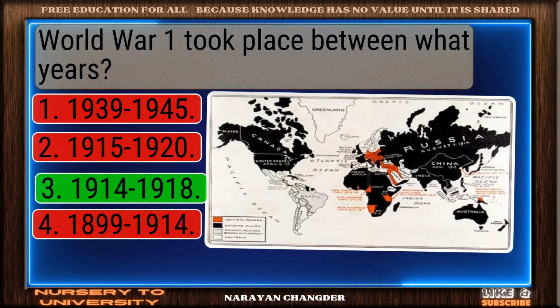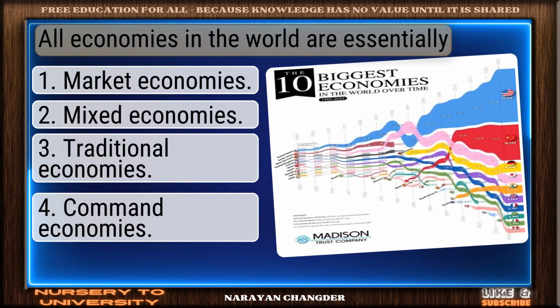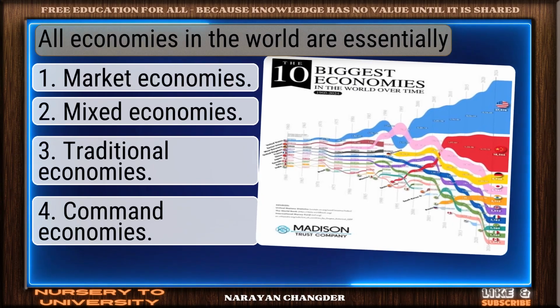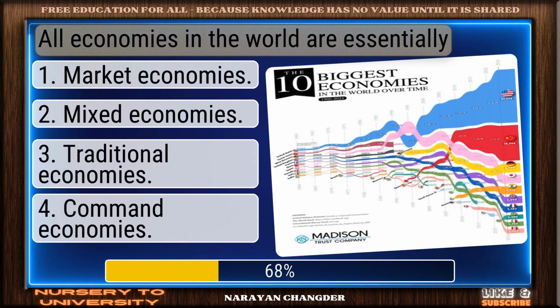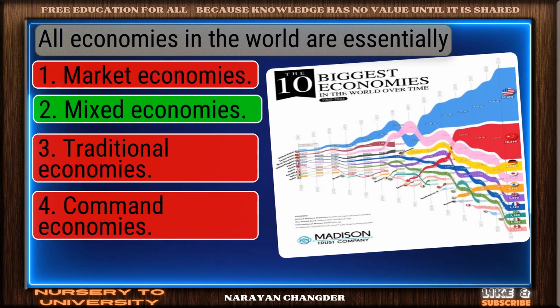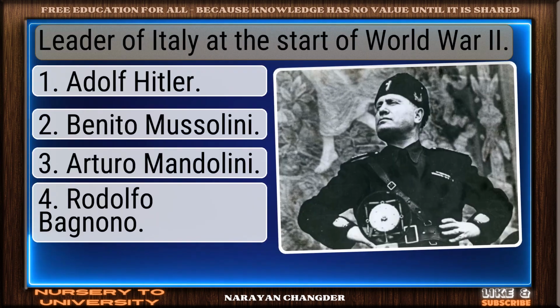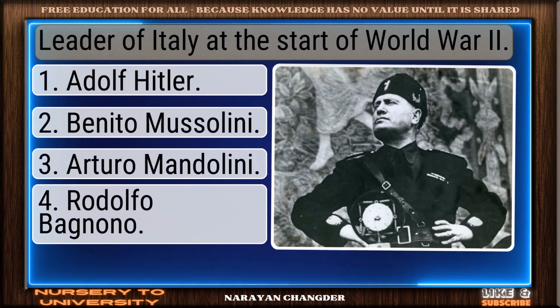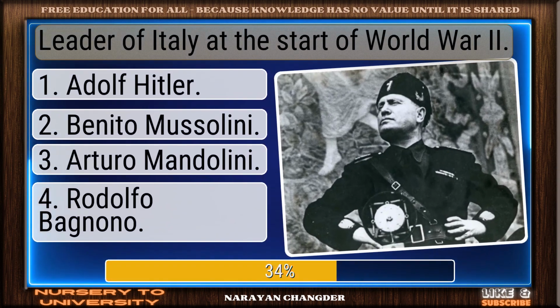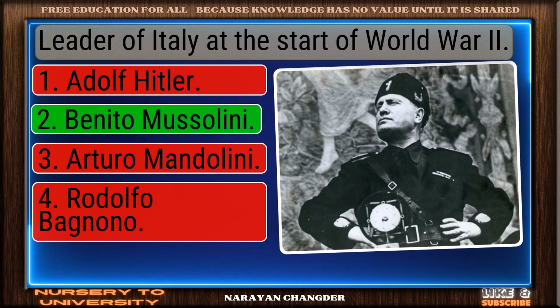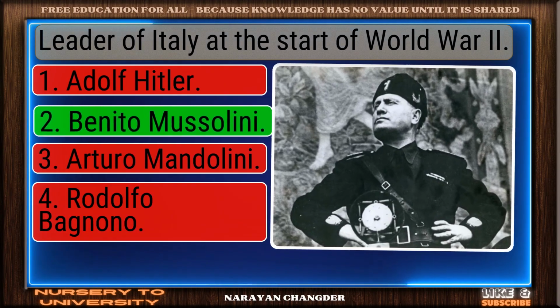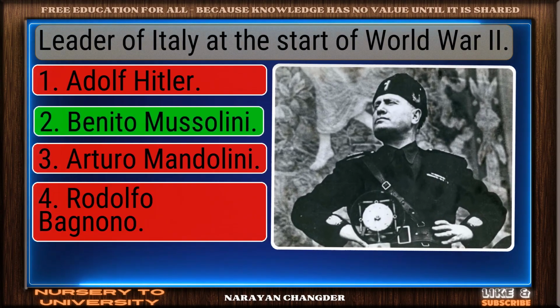1914 to 1918 is correct. All economies in the world are essentially. Smart move, mixed economies is accurate. Leader of Italy at the start of World War I. Nice work. Benito Mussolini fits perfectly.